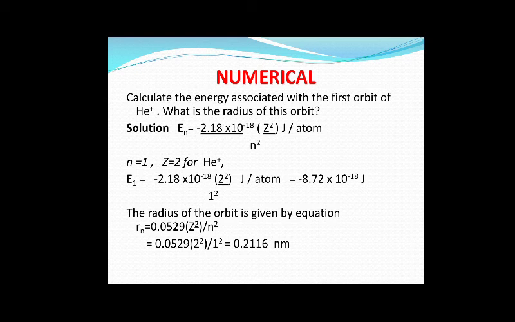As the second question, they asked for the radius, and now we know the radius formula. r_n is equal to 0.0529 n square by Z. Now here the formula has 0.0529, not 0.529. We studied 0.529 earlier, but that was in angstrom. This formula is in nanometer, so due to that conversion this formula becomes 0.0529 n square by Z. Here Z is again 2 because it is a helium ion, and n is 1 because the first orbit is given. After filling in these values, our radius comes to 0.2116 nanometer.